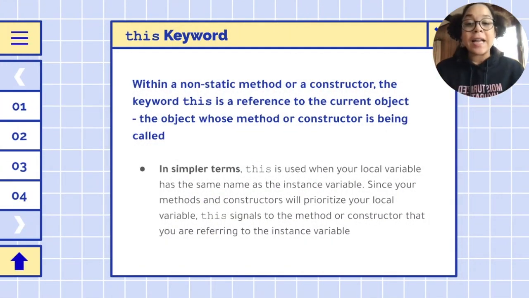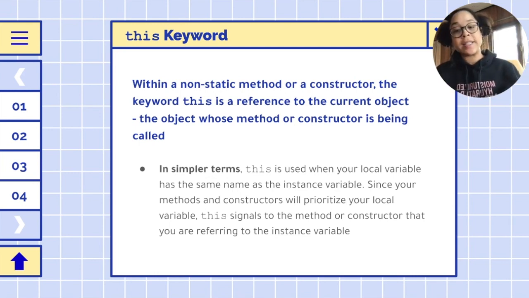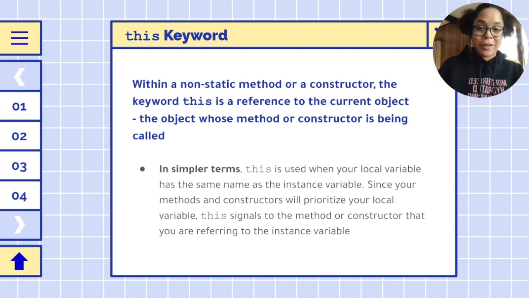Within a non-static method or constructor, the keyword this is a reference to the current object. So this is the object whose method or constructor is being called. In simpler terms, this is used when your local variable has the same name as the instance variable.